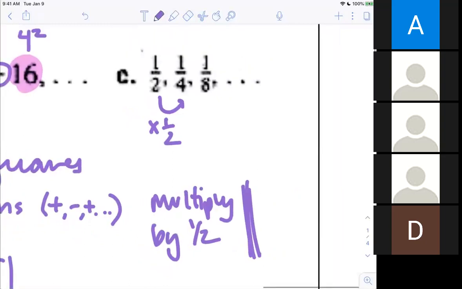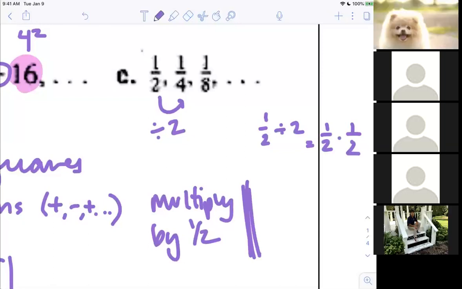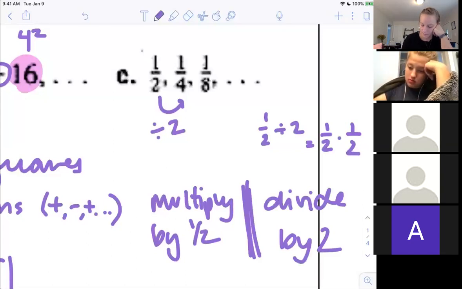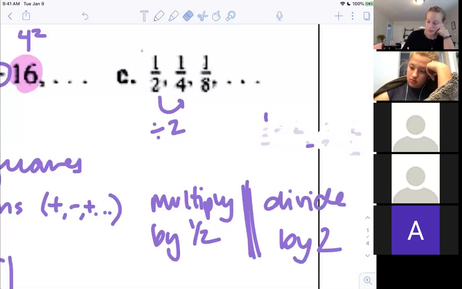Now, sometimes your brain doesn't work like the multiplying. Sometimes you want to divide, and if we did 1/2 divided by 2, well, my question is, does that work? When you divide by 2 with a fraction, that's the same thing as multiplying by the reciprocal. So that's the same thing as 1/2 times 1/2, which I just showed you works. So I'm going to write divide by 2 because that also makes sense. That is also an okay pattern to find. Okay, any questions?